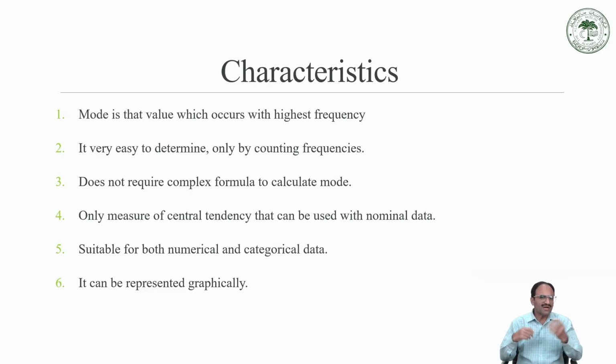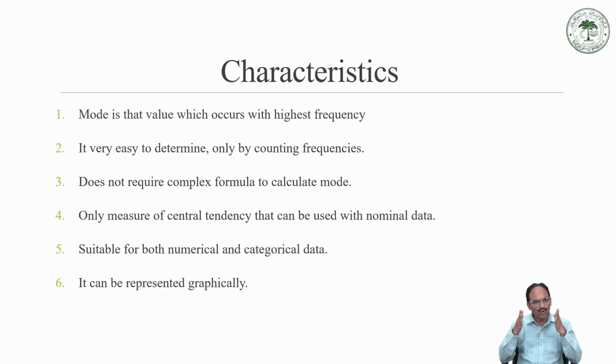So what are the characteristics of a mode? Definitely, if you see, it's very easy to calculate because you need not arrange the data in ascending order, or you need not find out the sum. I mean, nothing like that. Whatever the data has been given, just you have to count which one is appearing most of the time. So it is very easy to calculate, and it shows the highest frequency, definitely, and it does not require complex formula or complex calculation as in the case of mean and median.